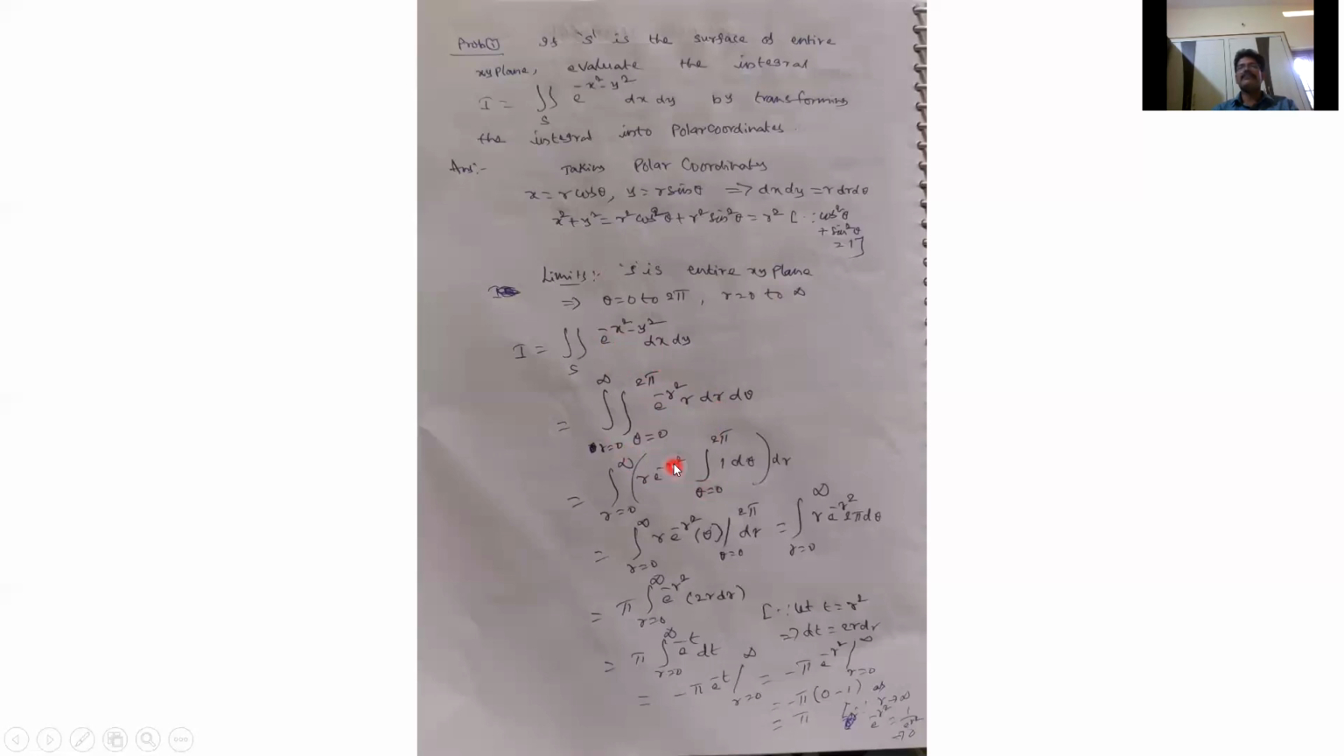First we integrate with respect to theta. When integrating theta, we treat r as constant, so r e power minus r square is written outside. The integral of 1 d theta from 0 to 2 pi is theta from 0 to 2 pi. Substituting the limits, 2 pi minus 0 is 2 pi. We get 2 pi, a constant, written outside, times the integral of r e power minus r square dr, with r from 0 to infinity.